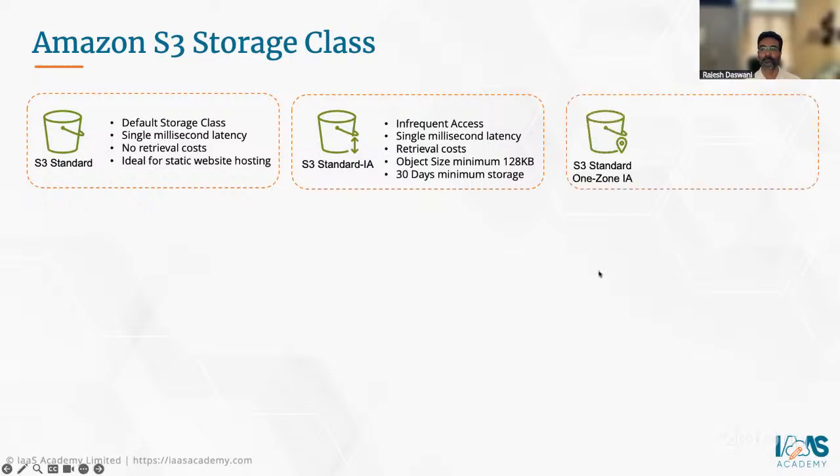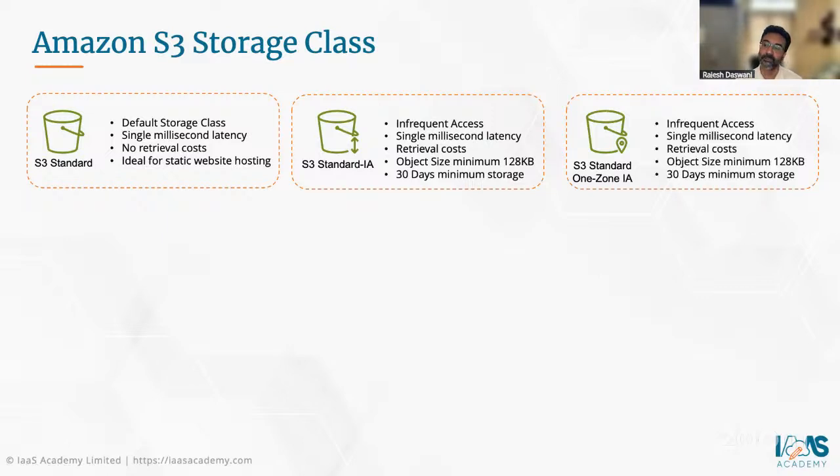There's also standard one zone IA. Now this is even cheaper than the standard IA storage class. But the problem with this class is, well, it's not really a problem, the caveat with this class is that the data is stored in a single availability zone. AWS will choose a particular availability zone to store the data in. It's not replicated across multiple availability zones. So what it means is that if that availability zone has an outage, you can't access your data until the availability zone comes back online. And in the worst case scenario, you could lose your data as well.